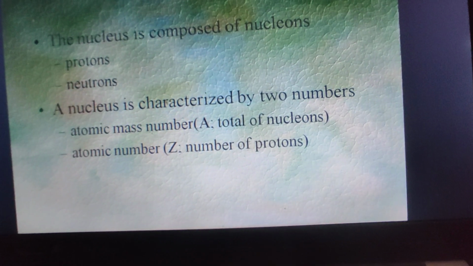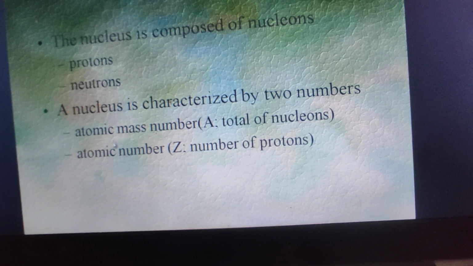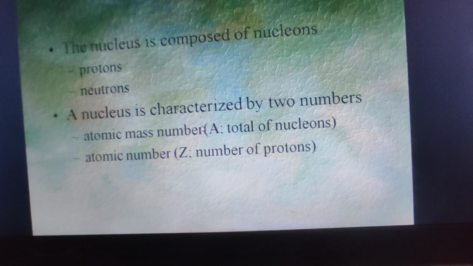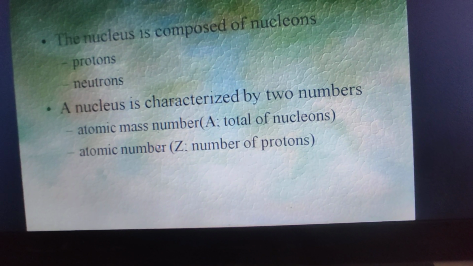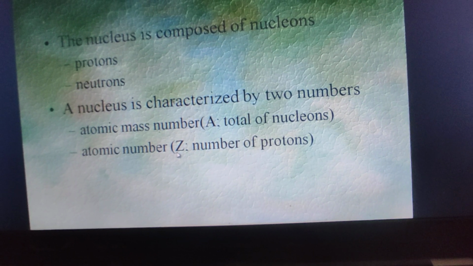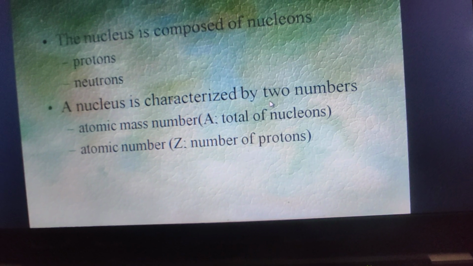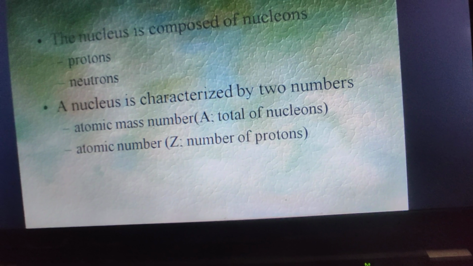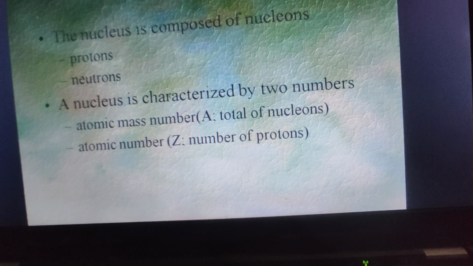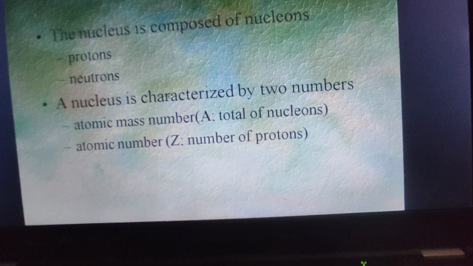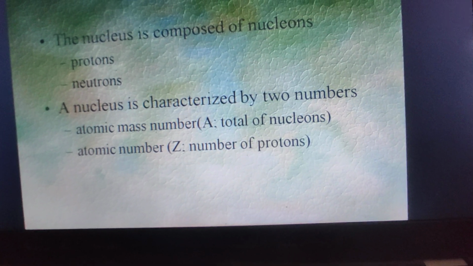A nucleus is characterized by two numbers: the atomic mass number and the atomic number. The atomic mass number is represented by capital A, and the atomic number is represented by capital Z. The atomic mass number A gives you the total number of nucleons, that means the total number of protons and neutrons, whereas the atomic number Z gives you the total number of protons or electrons, since the number of protons equals the number of electrons in any atom.